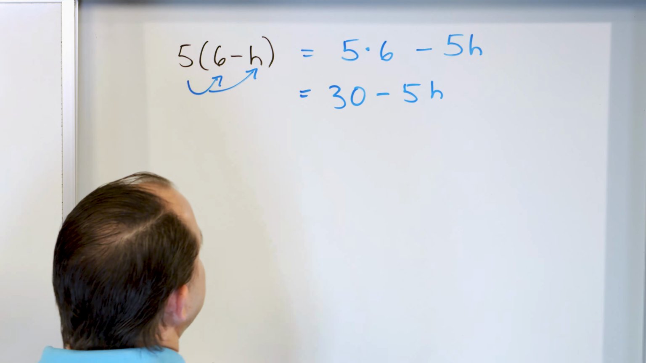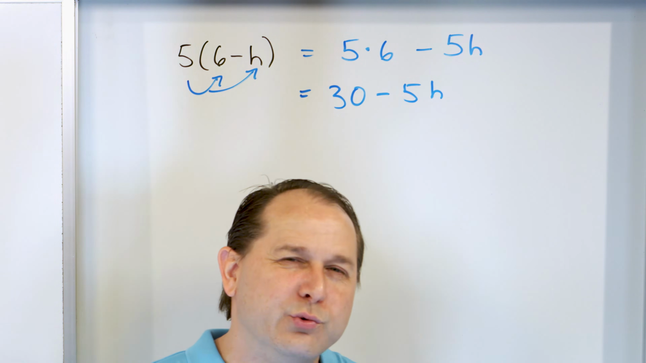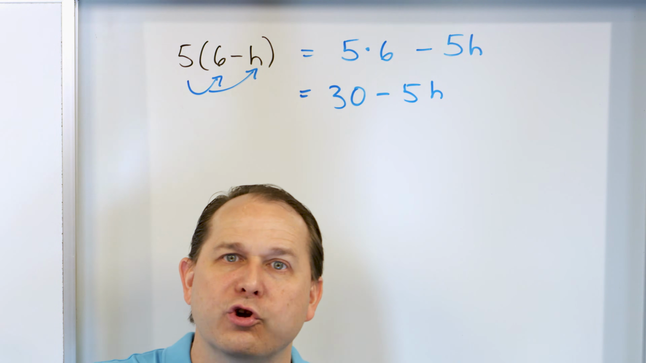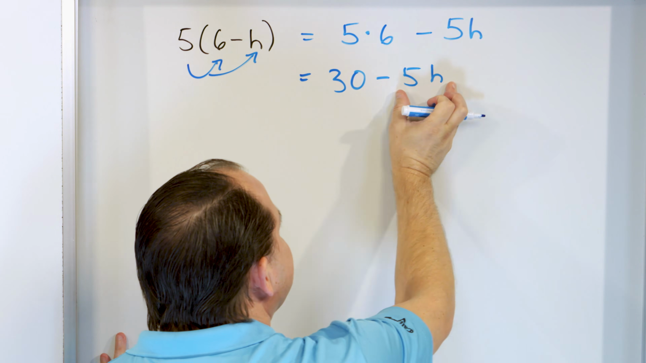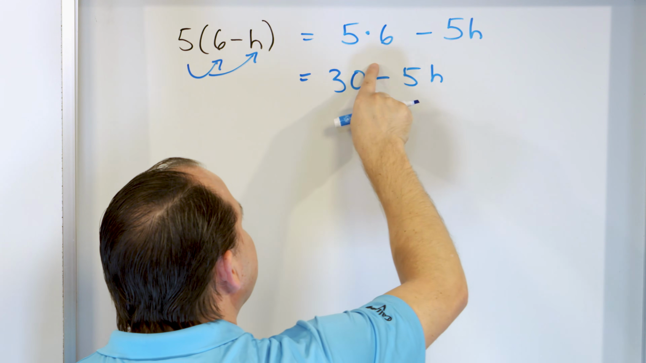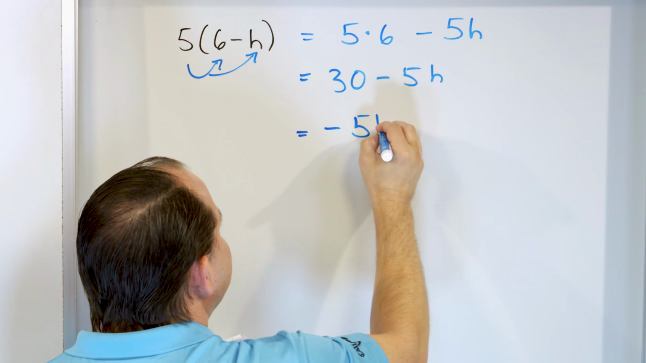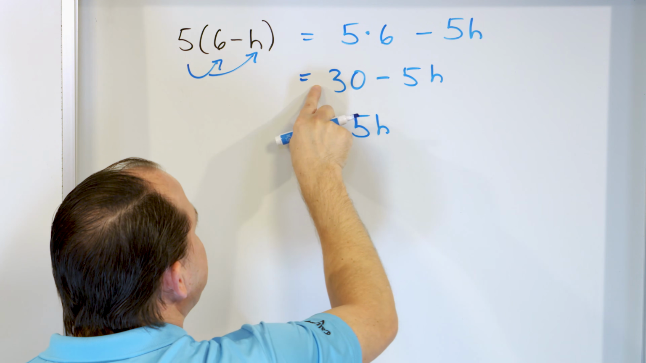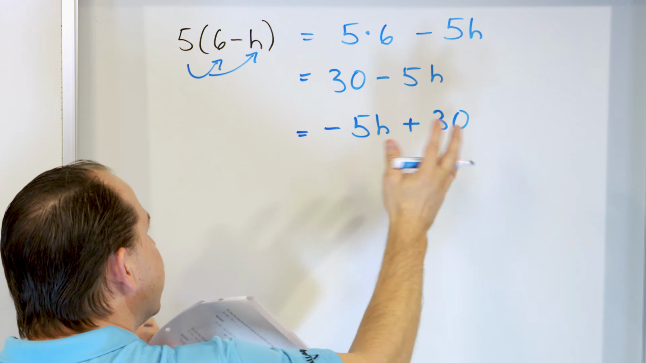5 times h is here. Now, you can leave it like this. There's nothing really wrong with it, but like I say, usually we like to write the terms that have the variables first. So the 5h needs to come first, but the sign directly in front is kind of attached to it. So really it's negative 5h. And the sign in front of the 30, this is a positive 30, so it goes along with the 30. So this is how you write it if you're going to flip it around.